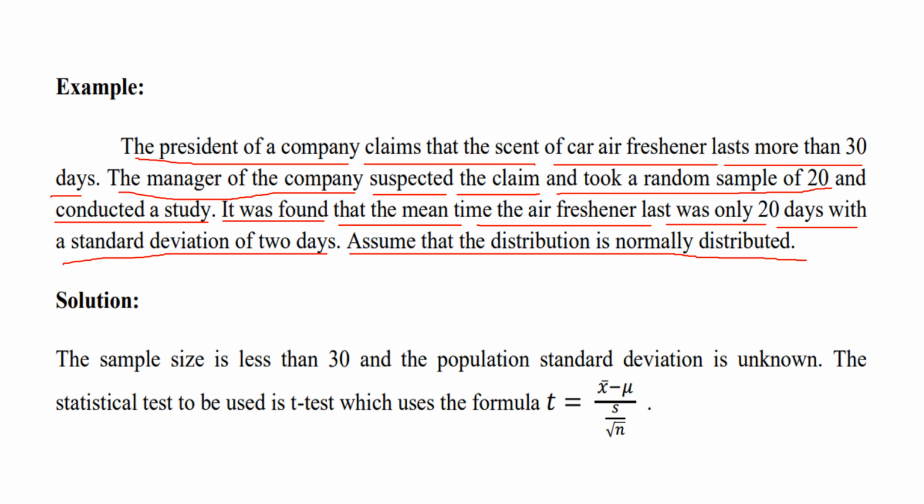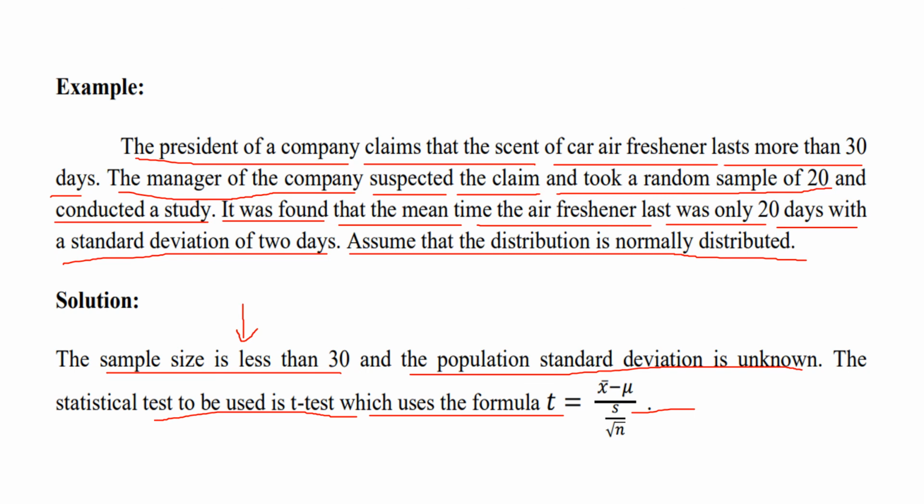So here the solution. The sample size is less than 30, so we simply use t-test. The first thing to think about is to use the t-test for your test statistic when your sample size is less than 30, because your sample size is only 20. We only have a random sample of 20 and the population standard deviation is unknown. So once your sample size is small, less than 30, and your population standard deviation is unknown, the statistical test to be used is the t-test, which uses the formula t.